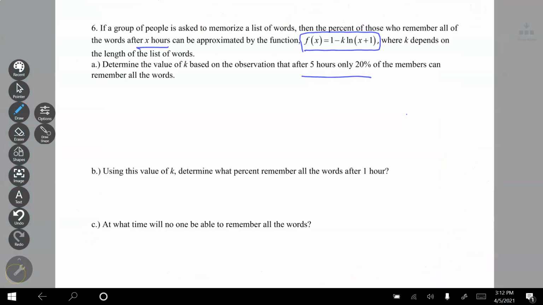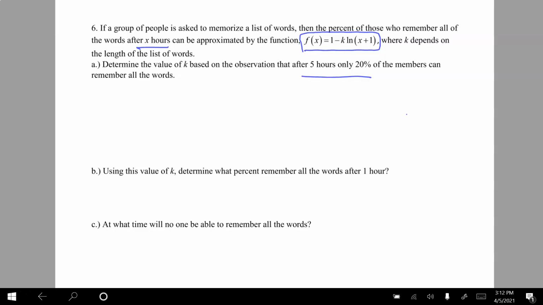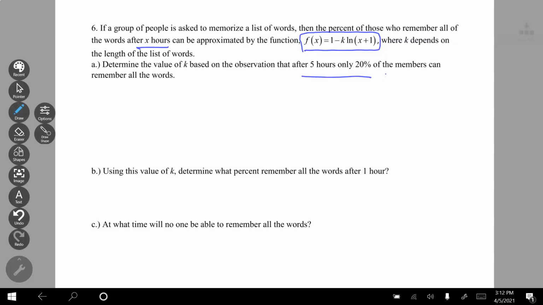Okay, so here's a formula that takes the idea of a group of people trying to memorize some words and what is their retention after so many hours after they first learned the words. So x is the input, the hours, and the f value, the y value, is the percent. So after 5 hours, only 20% know this. I'm going to plug those numbers in. So I have 0.20 is equal to 1 minus k, because I don't know what k is, ln of 5 plus 1 when I plug in my x of 5.